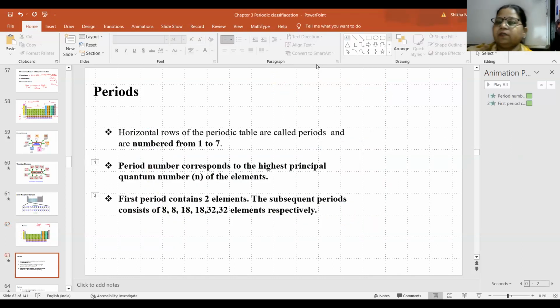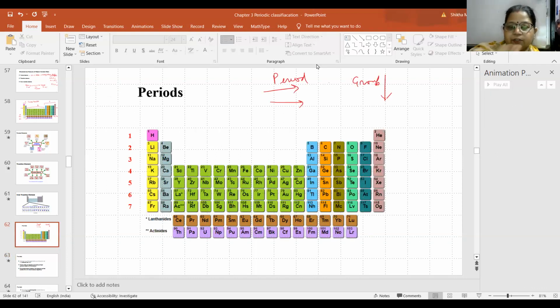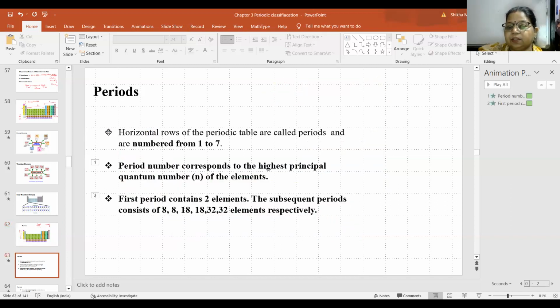I think we have discussed that the periods are numbered from 1 to 7. All the periods are now complete. Period number 7 was not complete 3-4 years ago, when the new 4 elements were not discovered. All of them are filled now, right? So we say all the 7 periods of the modern periodic table are filled. The first period has 2, the second has 8, the third has 8, then the consecutive ones have 18, and then 32 elements are present in them.